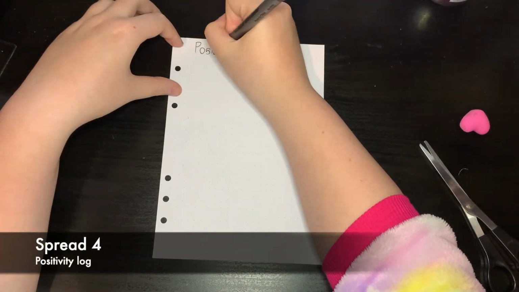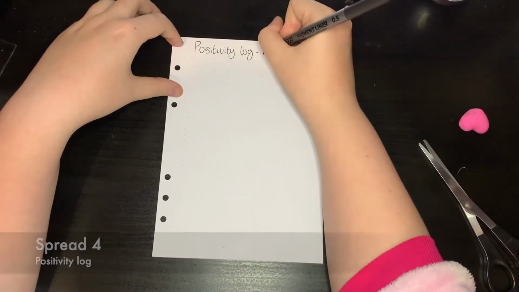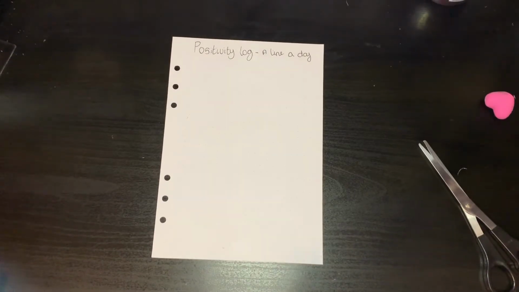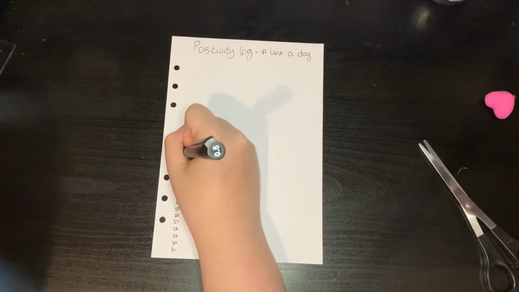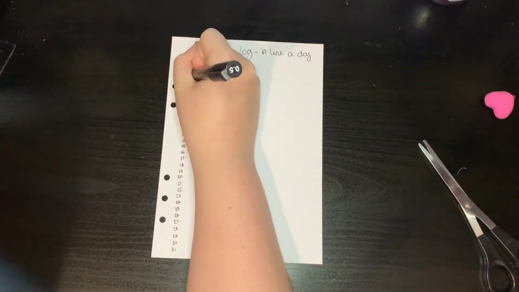So for my positivity log this month I decided to do it completely different to what I did last time and do a line a day rather than boxes, as I'll be able to fit more on. And for this I did a Nightmare Before Christmas theme and just stuck a little picture off of the internet in the corner.